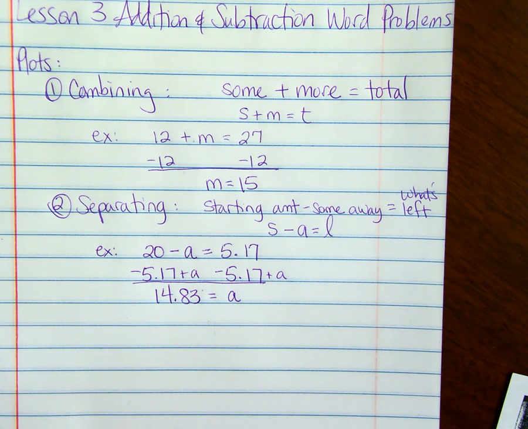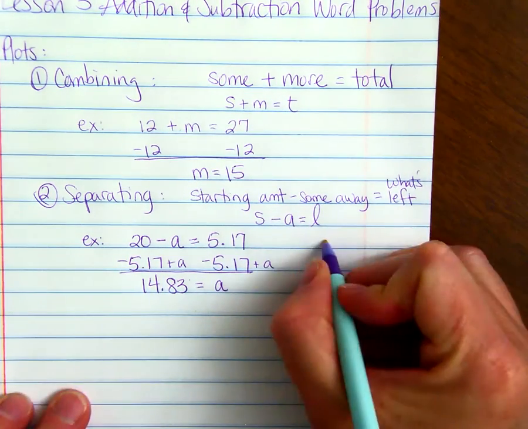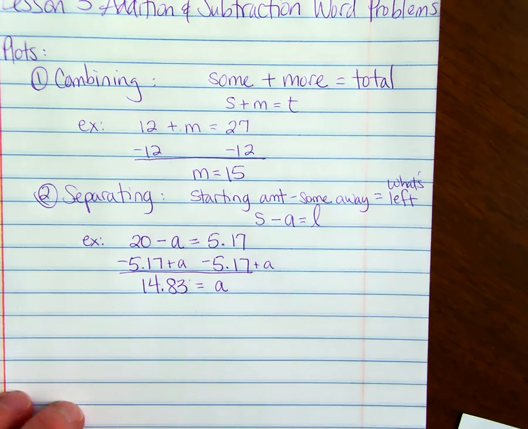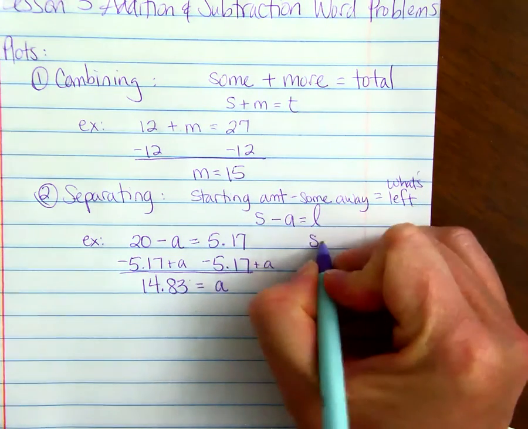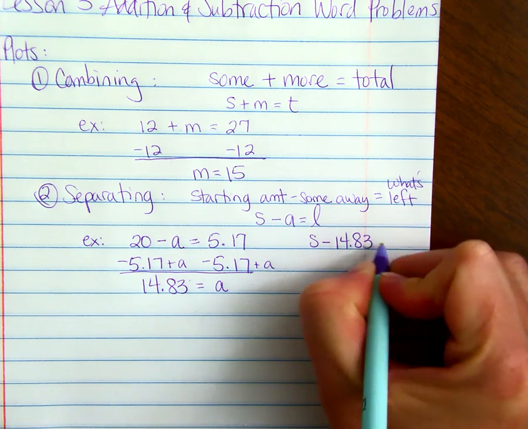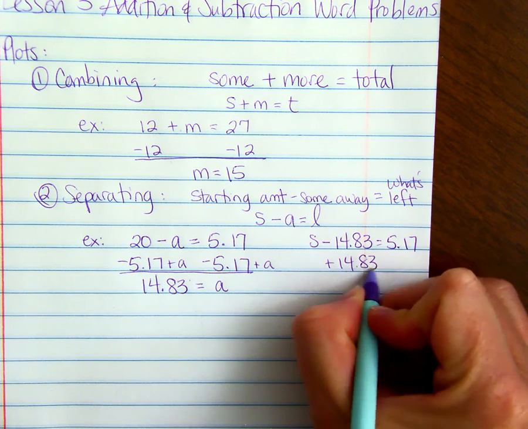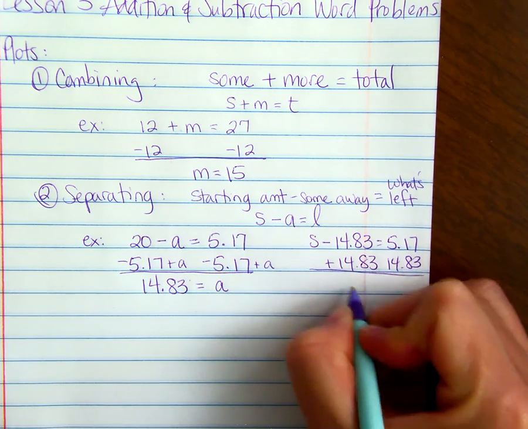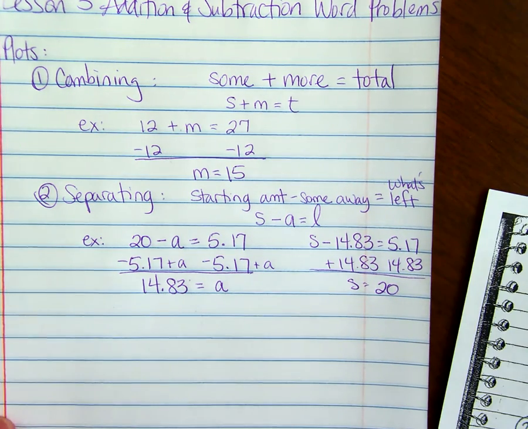Another example for a separating problem would be if you went to the store with some money, it doesn't tell you how much, and you spend $14.83 on something like cat food, and your change was $5.17, what did you start with? It's still a separating problem because you have start minus the amount you paid equals what's left. In this case, we would add to both sides, and we get our starting amount was $20. So the plot is just what type of word problem is it?